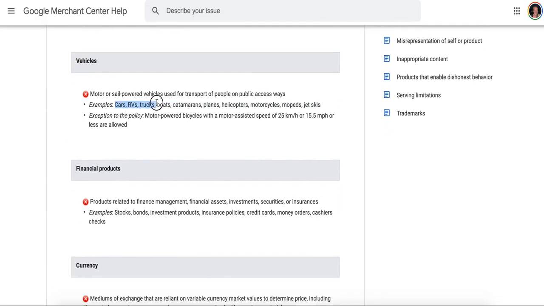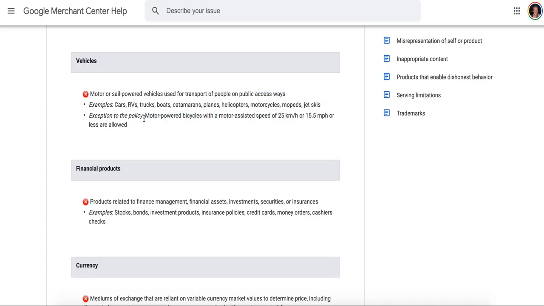Vehicles, cars, RVs, trucks, boats, catamarans, planes, helicopters, motorcycles, mopeds, and jet skis are not allowed. Anything that's used for transport of people on public access ways. So there's probably some issue there with registration and legalities. For instance, if you're going to sell electric bikes, you should be good as long as you don't try to sell an electric motorcycle that requires registration. It does skirt the line in some of the categories, so you just don't want to sell those that require registration, especially some of the electric mopeds that are really skirting the line, so you want to be careful with those if you do end up selling them.